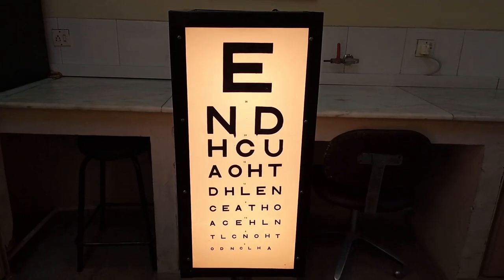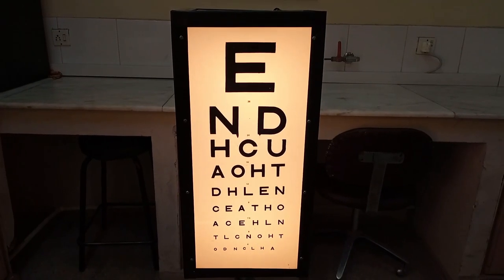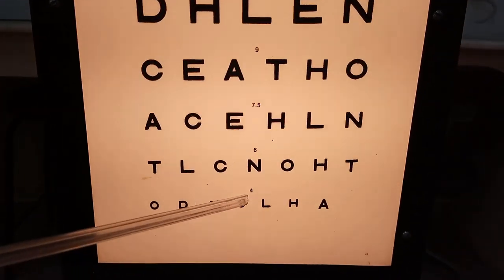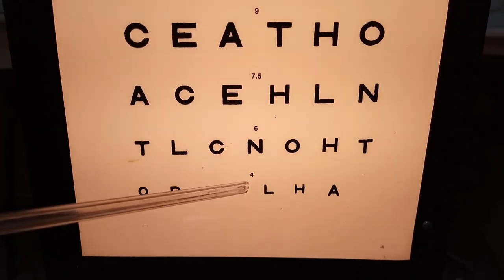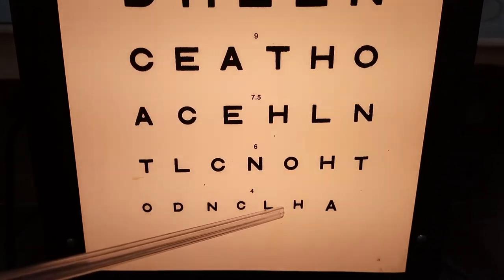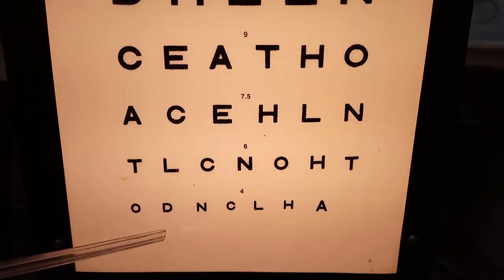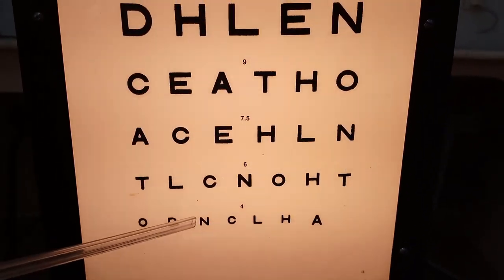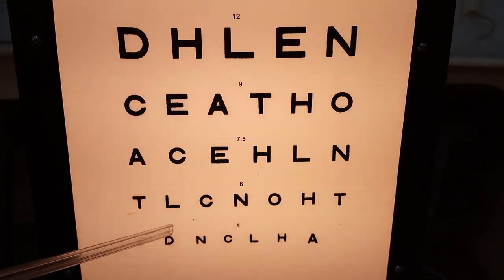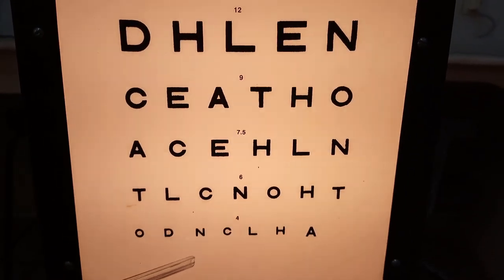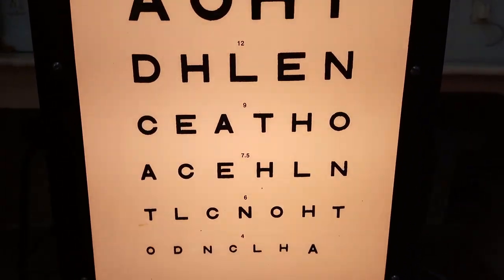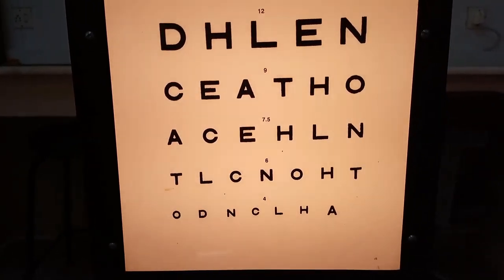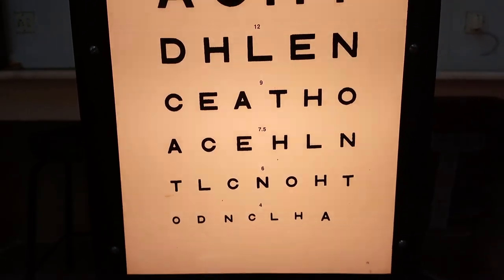So Amir Saab was able to read all the lines till the last line, and you can see the number is 4, meaning he is able to read a line at a distance of 6 meters, though this line is normally to be seen at a distance of 4 meters, which is better than normal. Still, it is normal, it's not abnormal, it is very normal.